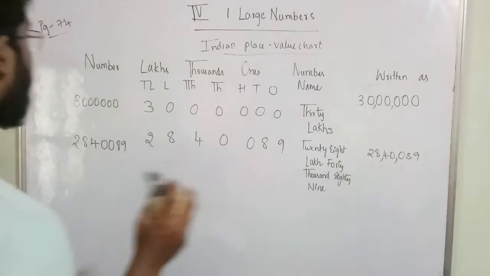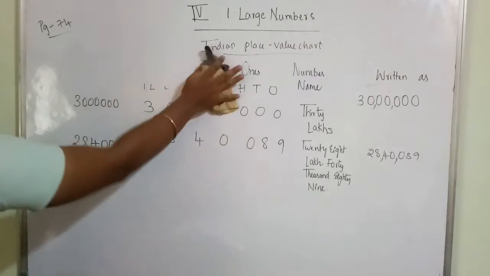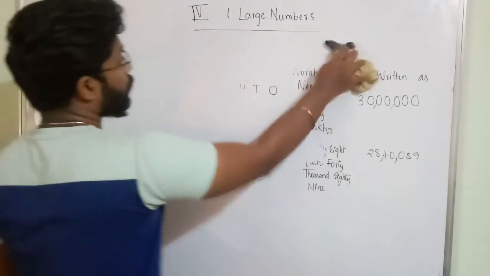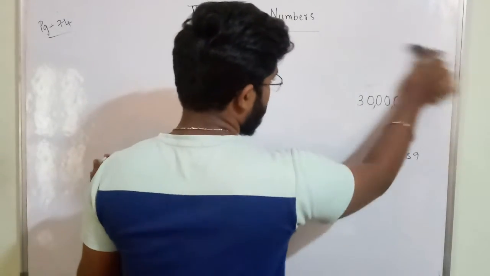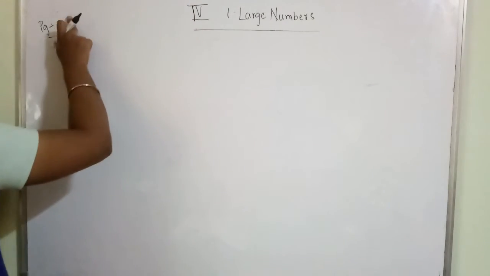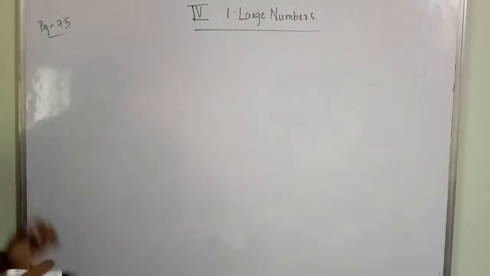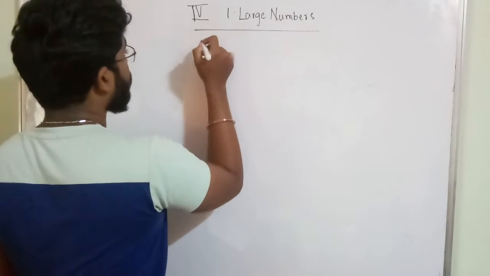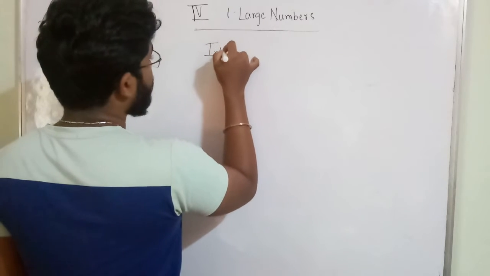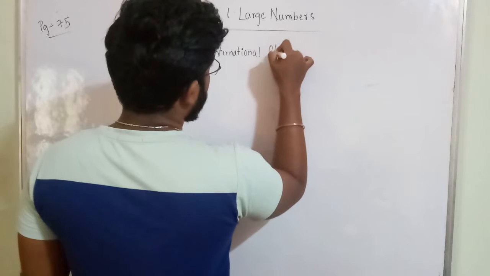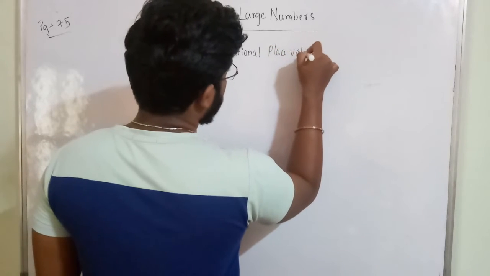So like this you have to understand this is Indian place value system. So now we are going to discuss about international place value system examples. Okay, that is given in your page number 75. Page number 75. Okay, international place value chart.